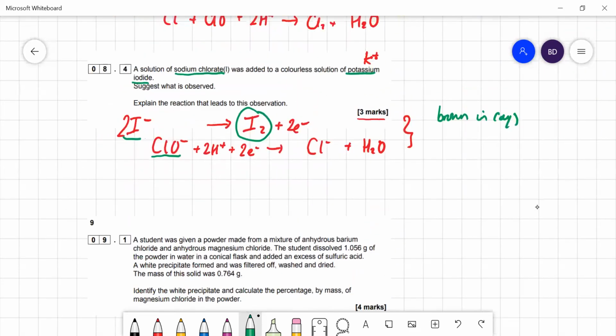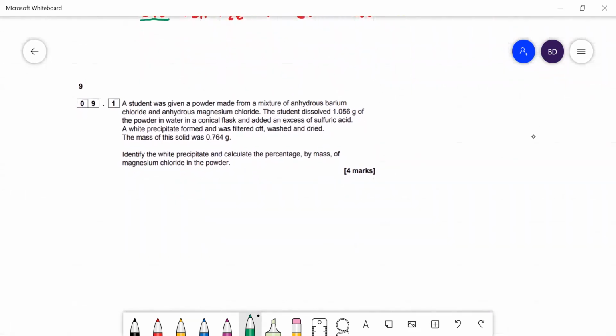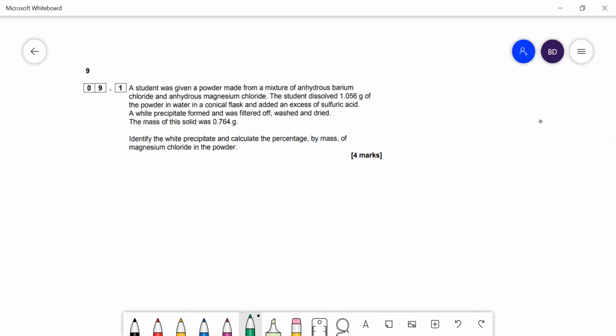Okay, question 9. This is about group 2. A student is getting a powder made from barium chloride and magnesium chloride anhydrous, and he dissolved it in water, so you're going to get Ba2+ ions, Mg2+ ions, and chloride ions in solution. And then he added an excess of sulfuric acid.